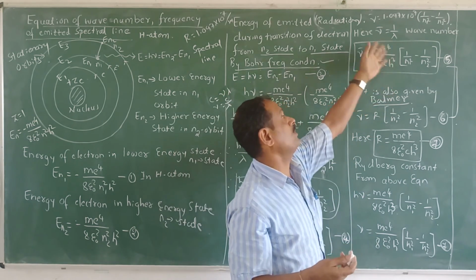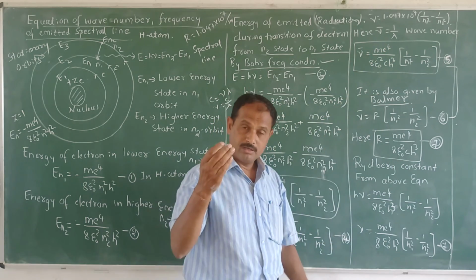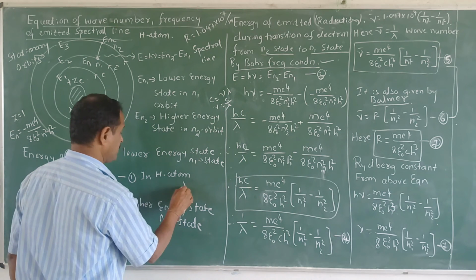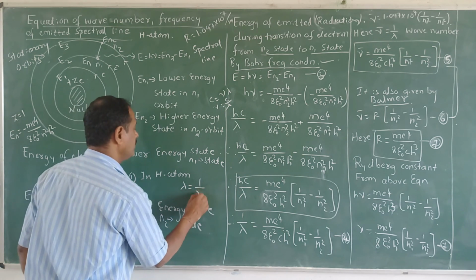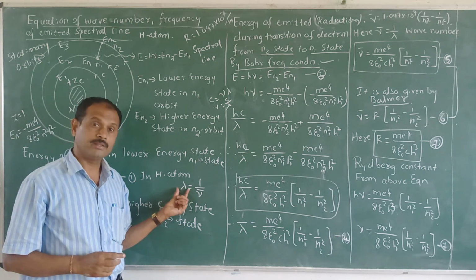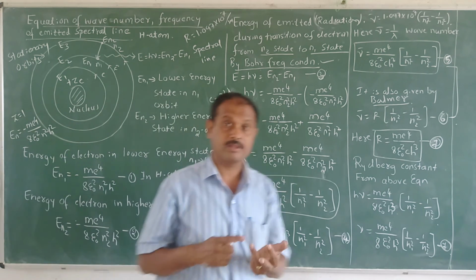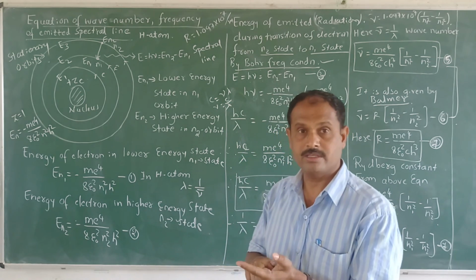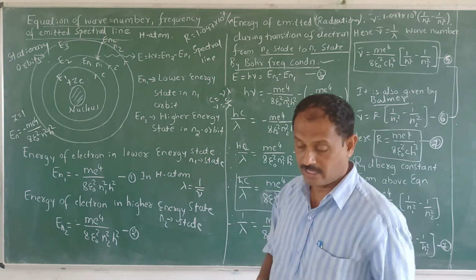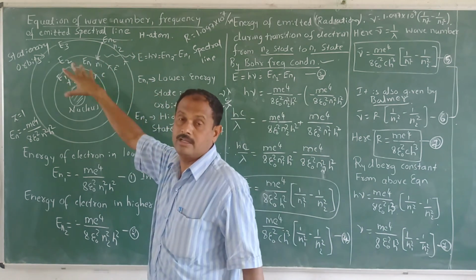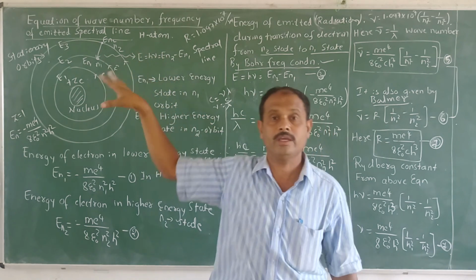Then you have to write the reciprocal of this one, you get the wavelength. That wavelength expression you get as 1 by nu bar. The reciprocal of the wave number gives the wavelength. These are the expressions for the wave number, wavelength, and frequency of emitted radiation when electron transition takes place from higher energy to lower energy state. You have to take this here in general. Okay, thank you.